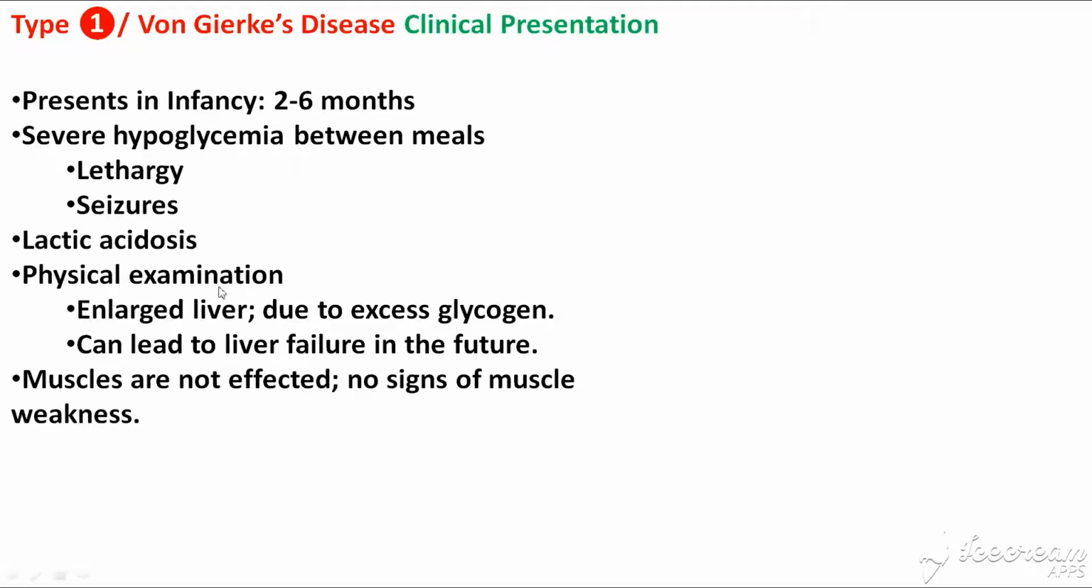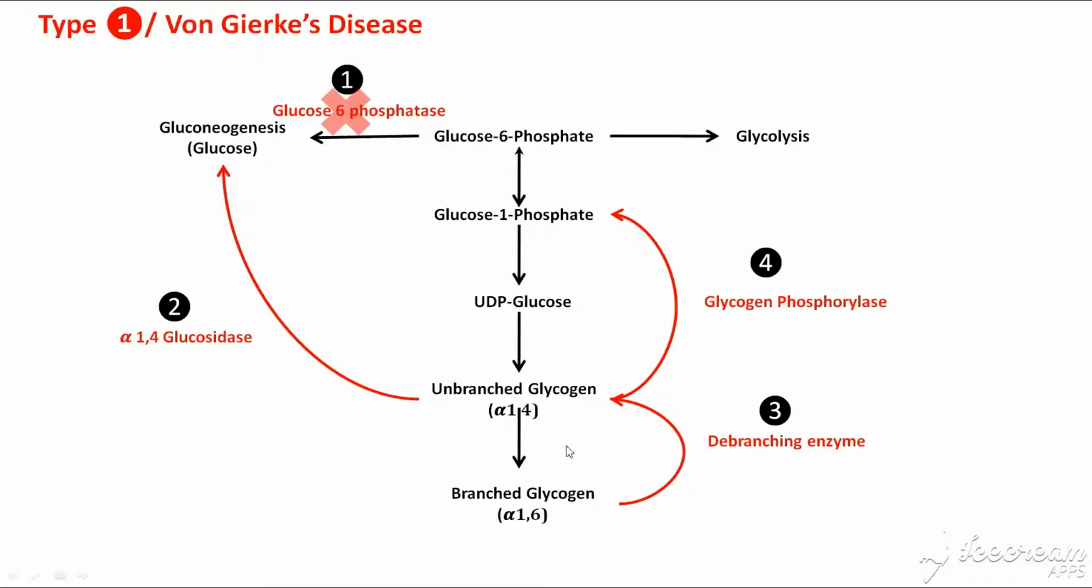Okay, on physical examination of these infants, basically there could be an enlarged liver due to the excess glycogen accumulation, and this can lead to liver failure later on in life. Now, muscles are not affected, and there's going to be no signs of muscle weakness. Now, the reason for that is basically when muscles break down glycogen, they're going to use all that glucose 6-phosphate in the process of glycolysis. So muscles do not enter the process of gluconeogenesis. So this means that the muscles are not going to be affected.